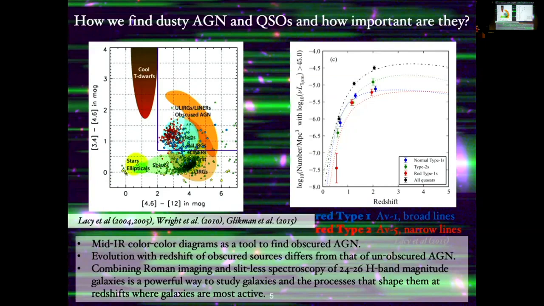What future missions will do, in particular Roman, I'm very excited about Roman for that, is allow us to follow up the morphologies and the properties of mid-infrared selected, dusty AGN in incredible numbers, so that we can generate sufficient statistics to study their evolution as a function of redshift.